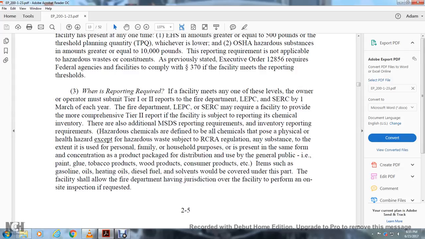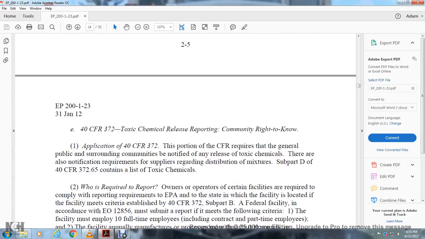The facility shall allow the fire department having jurisdiction over the facility to perform an on-site inspection when requested. Title 40 CFR 372, Toxic Chemical Release Reporting, of the Community Right-to-Know Act, is the portion of the Code of Federal Regulations that requires reporting so the general public surrounding the community is notified of the release of toxic chemicals.